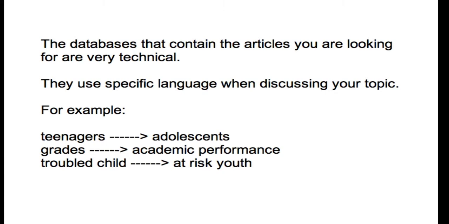You need to remember, though, that the databases that contain the articles that you're looking for are very technical. They use specific language when they're discussing your topic. For example, databases don't like to say teenagers, they like to use the word adolescents. It doesn't like to use grades, it uses academic performance. Instead of troubled child or troubled children, the database uses the phrase at-risk youth. So the concepts that you identify in your research statement are going to be the keywords in your search.